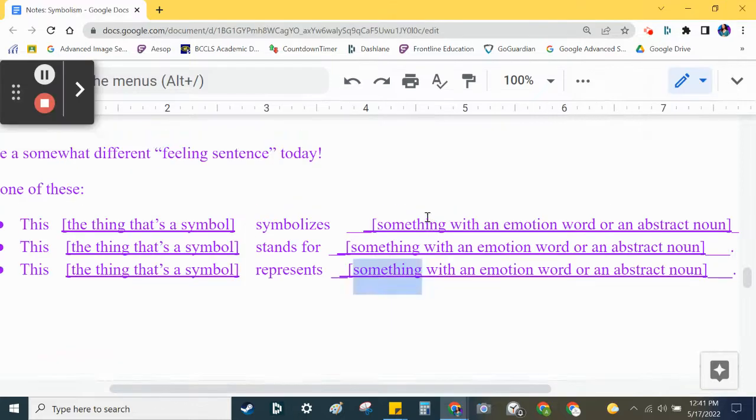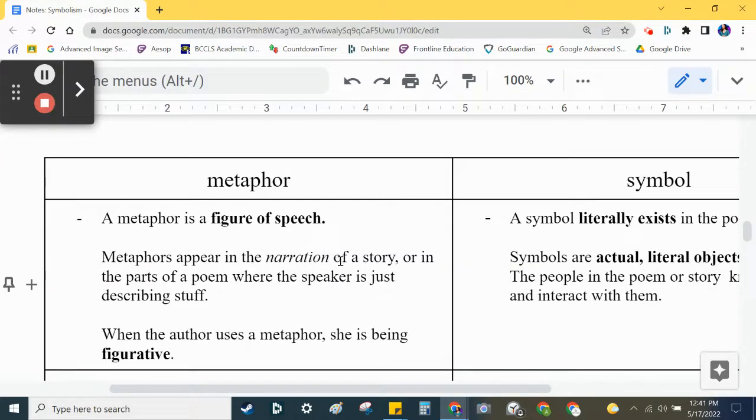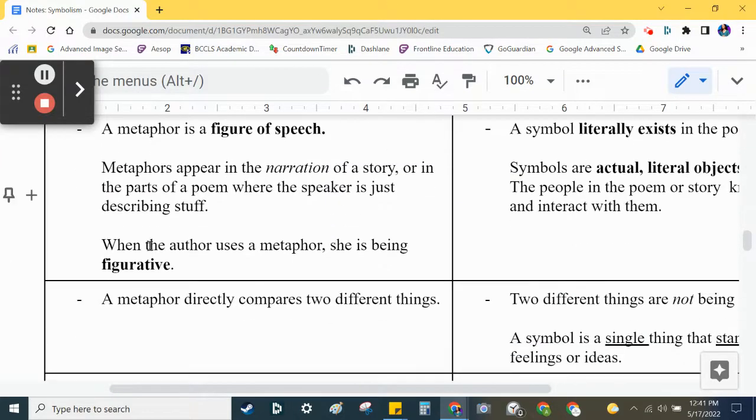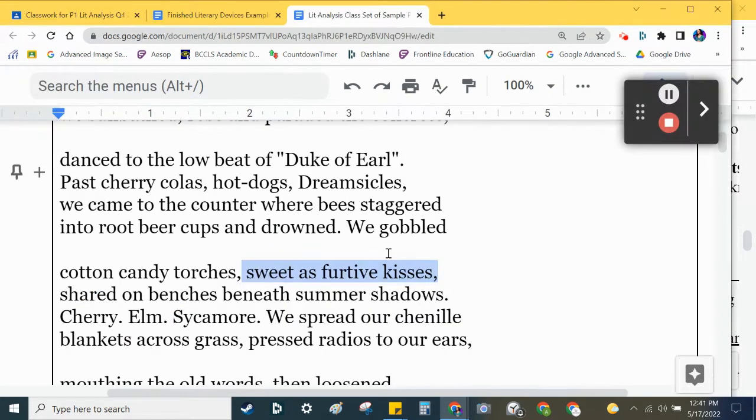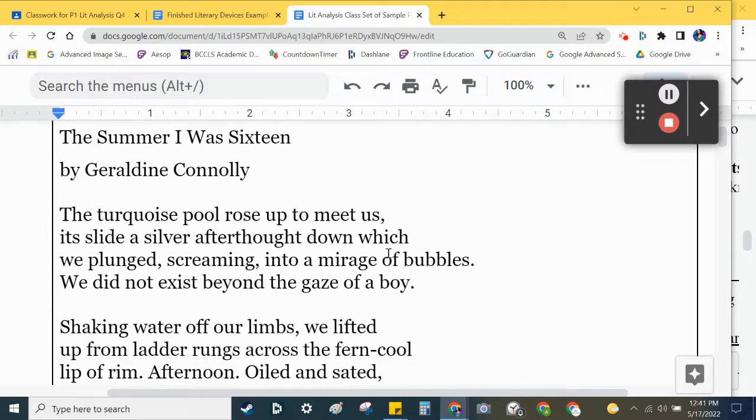Remember that metaphor isn't literally happening in the poem. It's just the author using figurative language. It's a figure of speech. But here's possibly some symbolism. In the first stanza, the speaker describes sliding down the slide into the pool. The turquoise pool rose up to meet us. It slid a silver afterthought down which we plunged, screaming into a mirage of bubbles.